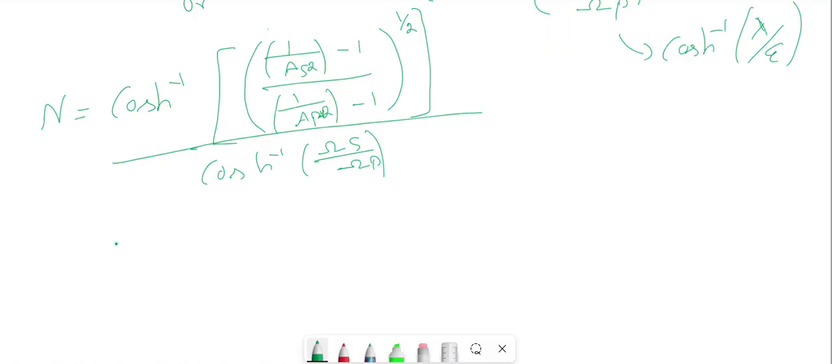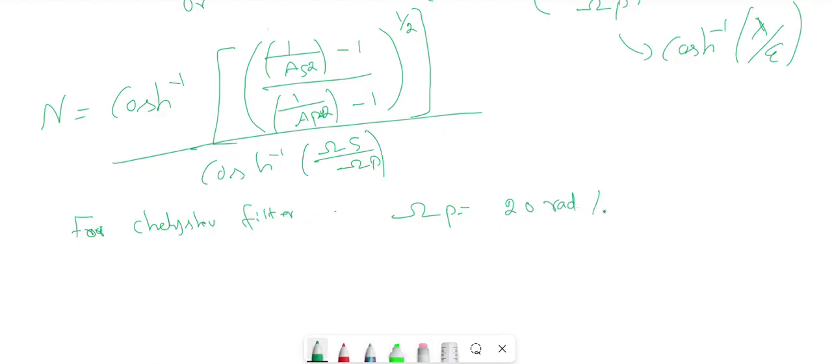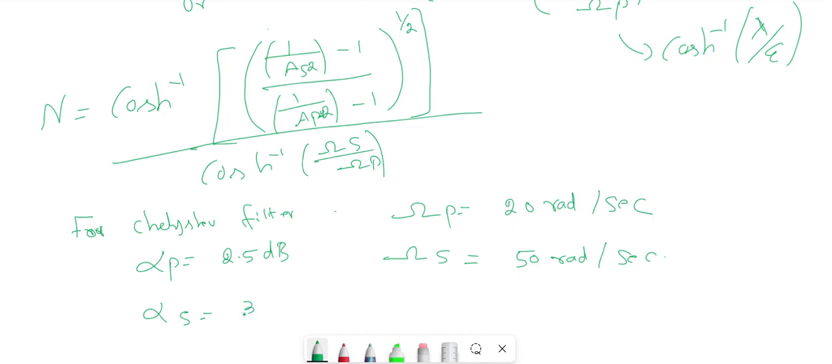So for example, for a Chebyshev filter, the given specifications are omega p is equal to 20 radians per second, omega s is equal to 50 radians per second, alpha p is equal to 2.5 dB, and alpha s equal to 30 dB. So find the order of the filter.